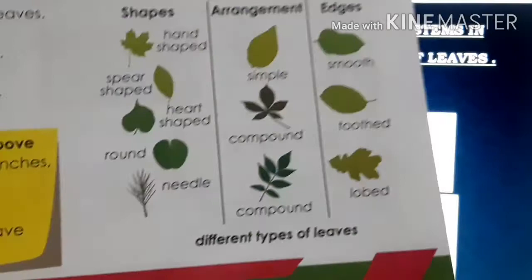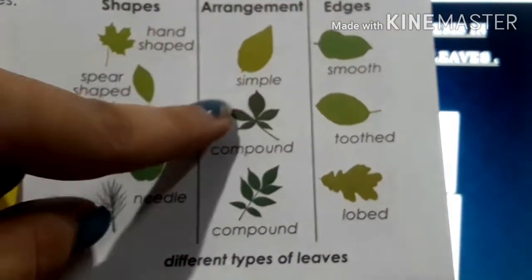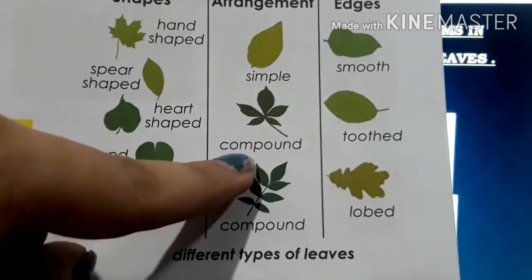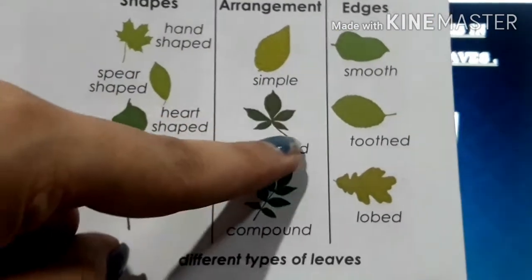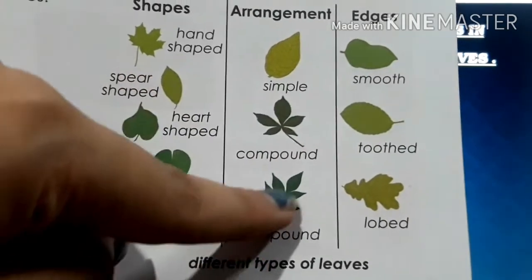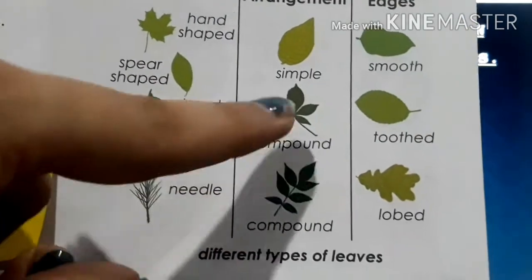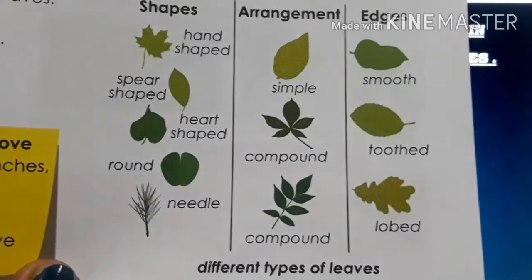Now children, arranged means, if you can see this arrangement, some leaves are simple and some leaves are compound. Compound means, children, there are many leaves on one stem. In a stem there are many leaves, and this is called compound, and this is simple. Clear?